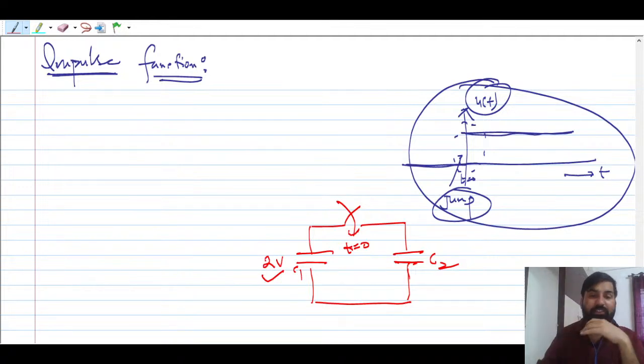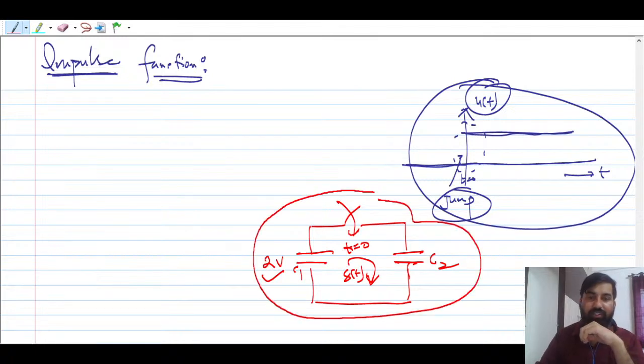So what will happen here is that there has to be a current, a delta of t current. Impulse current has to flow. If impulse current is flowing here, then only this capacitor can charge immediately. Otherwise, a capacitor does not allow an instant change in the voltage across it. If the voltage across the capacitor is 0 initially, it does not allow a sudden or abrupt change. So these are the concepts we are going to consider using this impulse function.